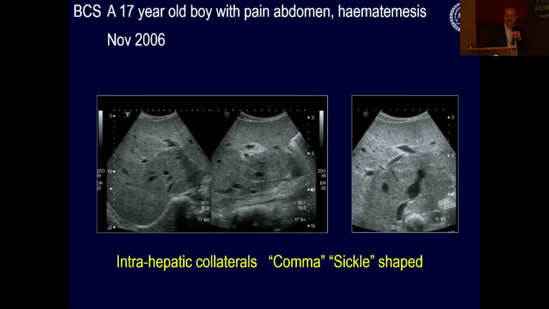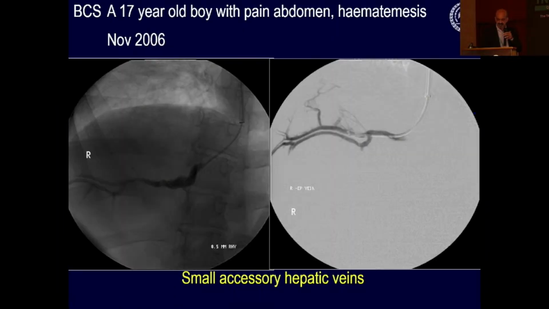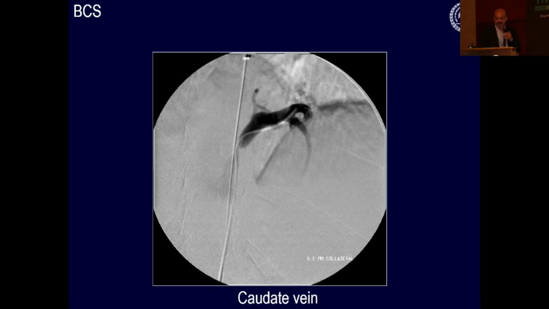I'll show a case example of a young boy who presented with significant symptoms, and you can see that there are multiple intrahepatic collaterals. We did an IVC gram. The IVC was open at that time. We checked the hepatic veins. All these hepatic veins are very small. When you try to open this kind of small veins, the result is not that good. Initially, we used to do plasty and see how good the result is. But over a period of time, we learned that it is not much useful.